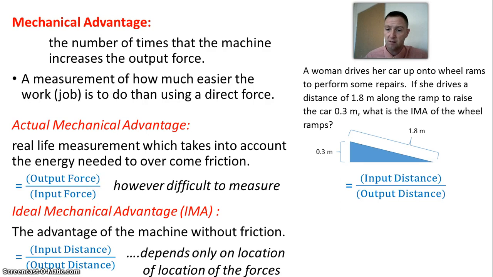So what's my input distance? 1.8 meters. What's my output distance? 0.3 meters. So I write down my formula. Always, when you show your work, write down the formula. Substitute into that formula. So my input distance is 1.8 meters. My output distance is 0.3 meters. I divide, the meters cancel each other out, and I get a factor of 6. The ramp makes it 6 times easier to lift the car up than doing a straight lift. That's my ideal mechanical advantage.